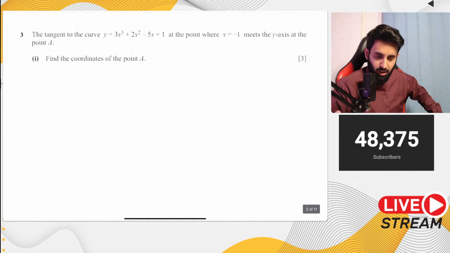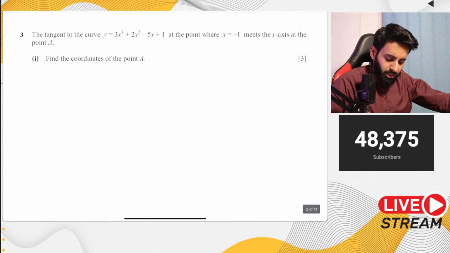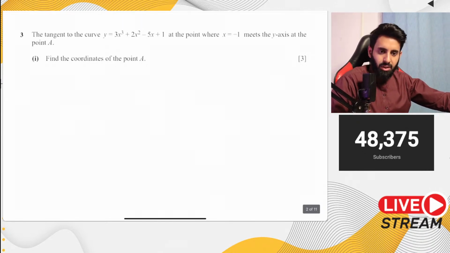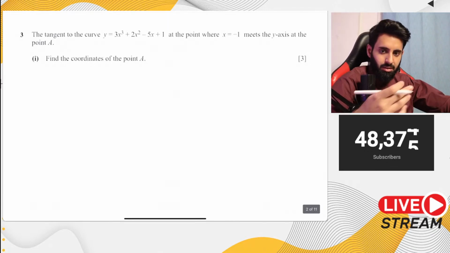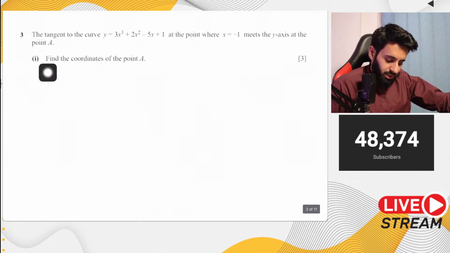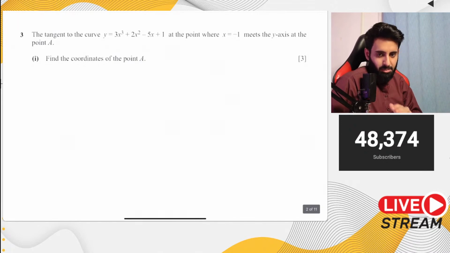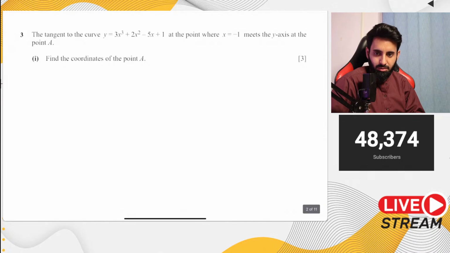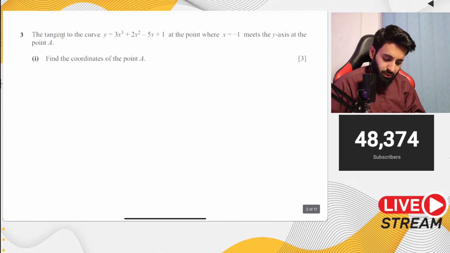All right, so it says the tangent to the curve at the point where x equals -1 meets the y-axis at the point A. Now look, it's a good idea that whenever you're solving a question, you set up small, new objectives for yourself. Even though the question is asking you to find the coordinates of the point A, that part comes later. You'll only be able to find the coordinates of the point A once you have the equation of tangent. So the new objective for yourself would be to find the equation of tangent.